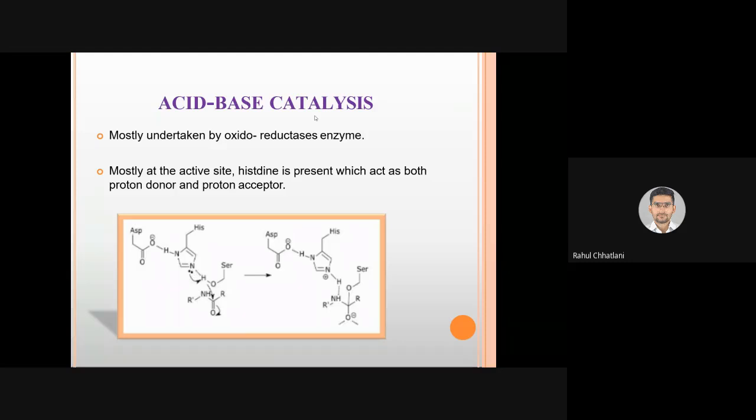So histidine, we have taken as the example. Histidine can do both things. It can either be a proton donor, or it can be a proton acceptor. It can give H plus and can also accept OH minus. Both things are possible. So they will change depending on the acidity and basicity of the catalyst. Depending on whether the substrate is an acid or a base, it will catalyze and make the new product.